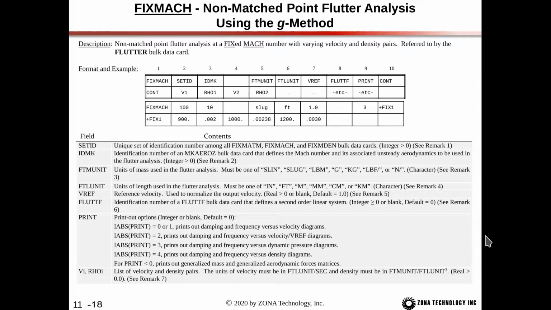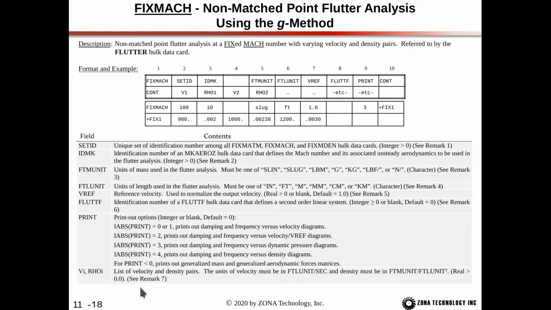Next we have the print options. The default is 0, which prints out the damping and frequency versus velocity diagrams. Additionally, we can have it equal to 2, which prints out the damping and frequency versus velocity over VREF. Equal to 3 prints out damping and frequency versus dynamic pressure, and then equal to 4 prints out the damping and frequency versus density diagrams. Additionally, print can be negative, which prints out the generalized mass and generalized aerodynamic force matrices in the output file as well. And then lastly, we have our open-ended input, where we specify velocity and density.